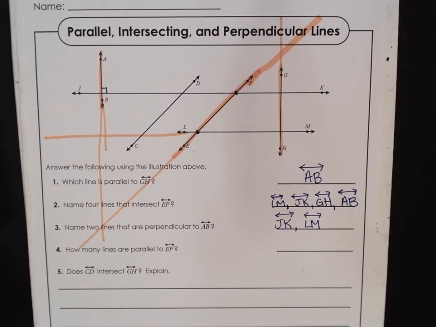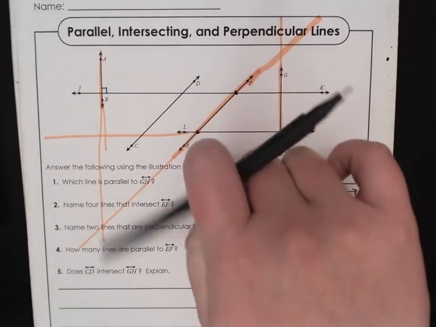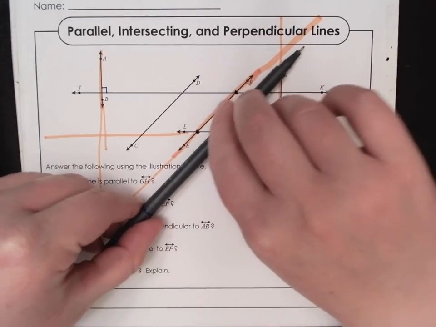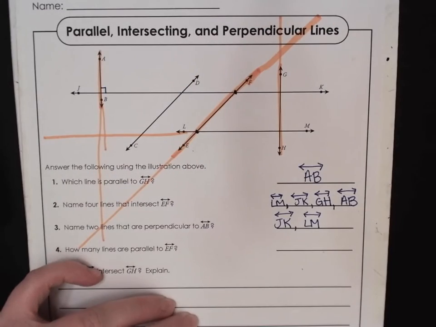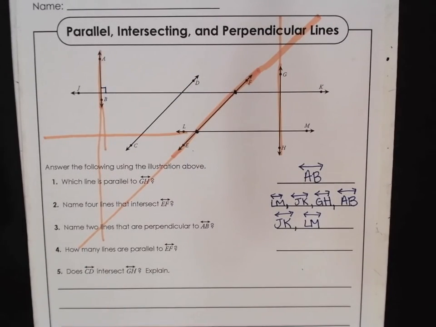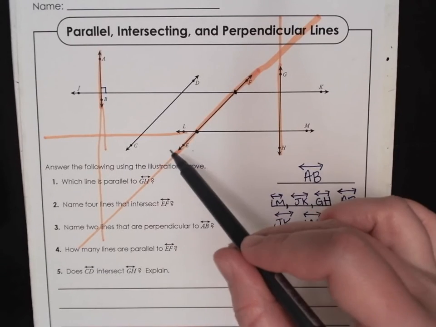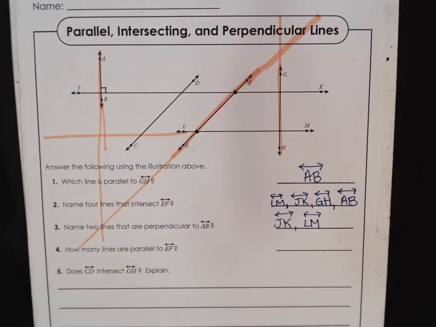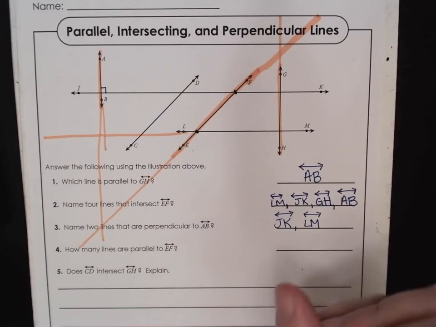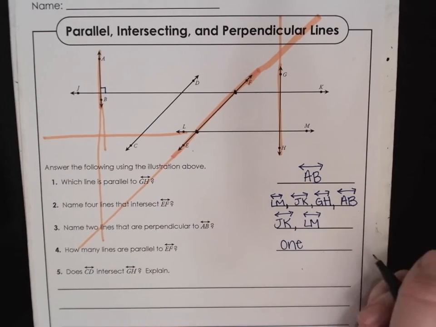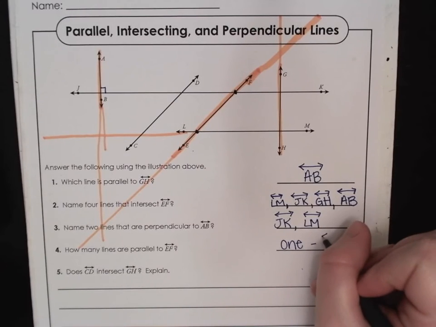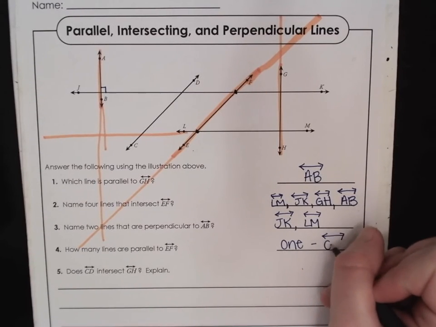Number 4 says how many lines are parallel to EF. Here's EF right here. It's a diagonal line. And now I want to see what lines are parallel to that. Well, you can drag your pen or pencil over. And so one line, line CD, is evenly spaced and it will never cross over EF. So just one line is parallel. So how many lines are parallel to EF? One. And that's line CD.